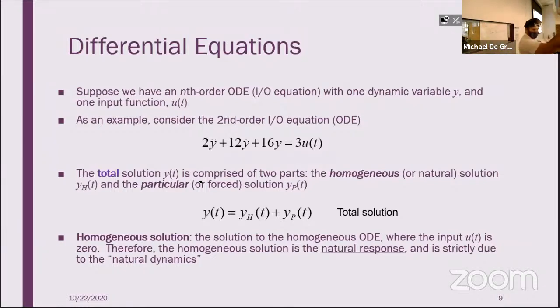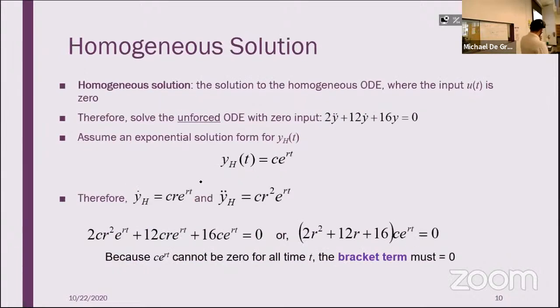I pull the spring. Now I've got a spring and a mass hanging here. I pull it down and I let it go. There's no input on that anymore. What's going to happen? It's going to oscillate. We have some natural dynamics there. So if we treat this as if the input is 0, we're solving the unforced ODE.